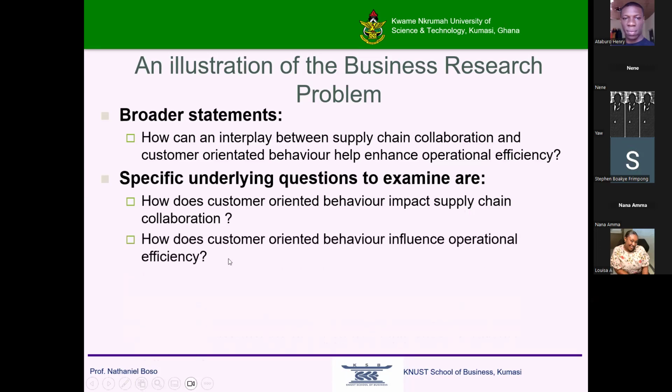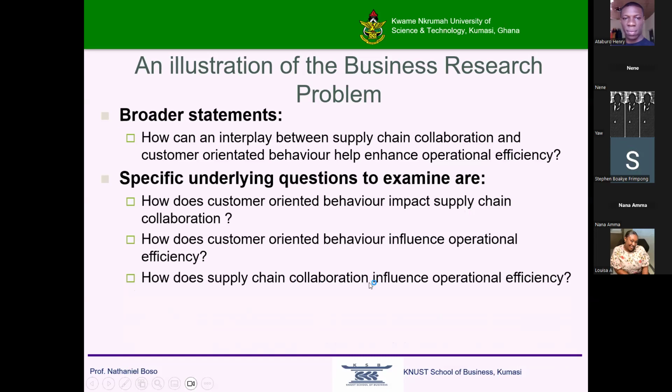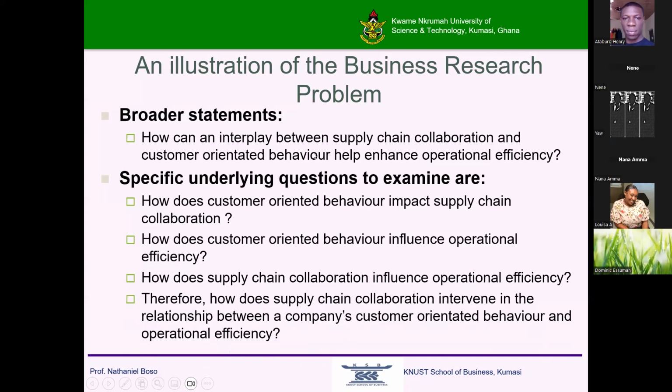Another possible smaller or specific question we can examine from this broad statement is, how does customer-oriented behavior influence operational efficiency? Third, how does supply chain collaboration influence operational efficiency? And lastly, we can ask a more complex but specific question, which is, how does supply chain collaboration intervene in the relationship between a company's customer-oriented behavior and operational efficiency? So all these four children are coming from this.